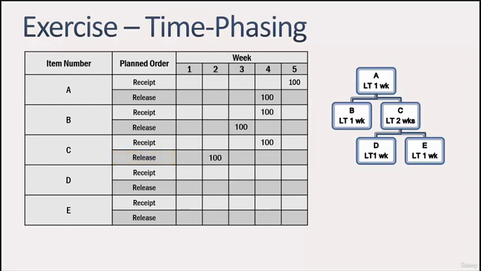According to the bill of material, item D and E must be available to make item C. MRP will schedule an order receipt of 100 pieces of item D and 100 pieces of item E in week 2. Based on item D and E's lead time of 1 week, an order release for 100 pieces of each is scheduled by MRP in week 1. And there you have it. This is how MRP works.